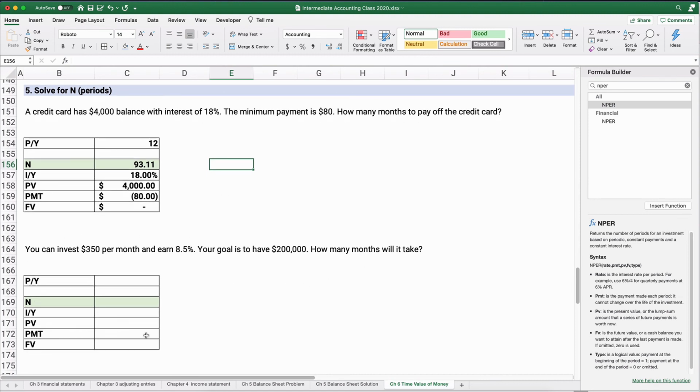The last one for solving for periods is we're going to have a little investment. You invest $350 per month and you earn 8.5%. You have a goal to have $200,000, and how many months will it take you to achieve this goal? So this is compounded monthly. The number of periods we're going to calculate, the interest is 8.5%. The present value, apparently we have 0 saved. We're going to make a payment of negative $350, and you're going to end up with $200,000. So we're going to try to figure out how many months for that to happen.